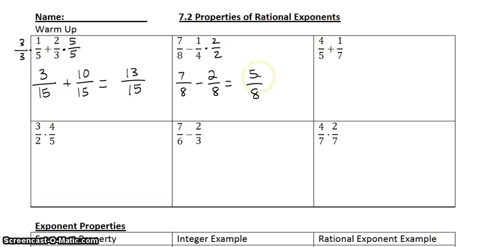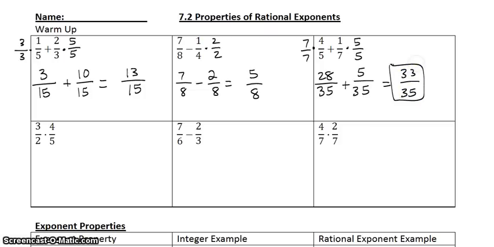Go ahead and pause and try number 3 really quick, the 4 fifths plus 1 seventh. Alright, here's what you should be doing, and there's more than one correct way to go about this, though we should get a final answer that is the same. I'm choosing to have a common denominator of 35, so I have 28 over 35 plus 5 over 35, and my final answer then is 33 over 35.